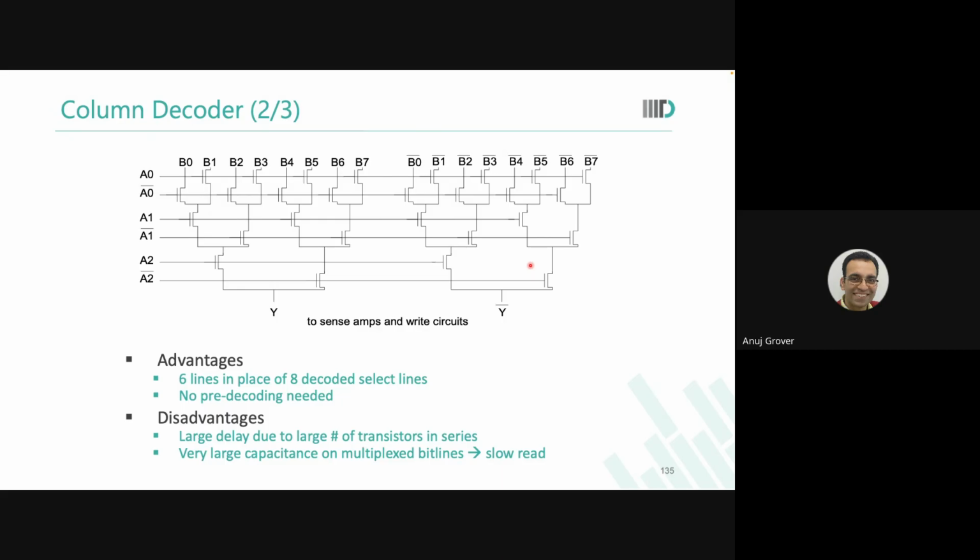If you were to make a tree decoder, how many lines would you have used? 8. For 16, you would have 4 address bits and 4 address bar bits, 8 lines. So the number of metal lines remains the same, and you gain speed.